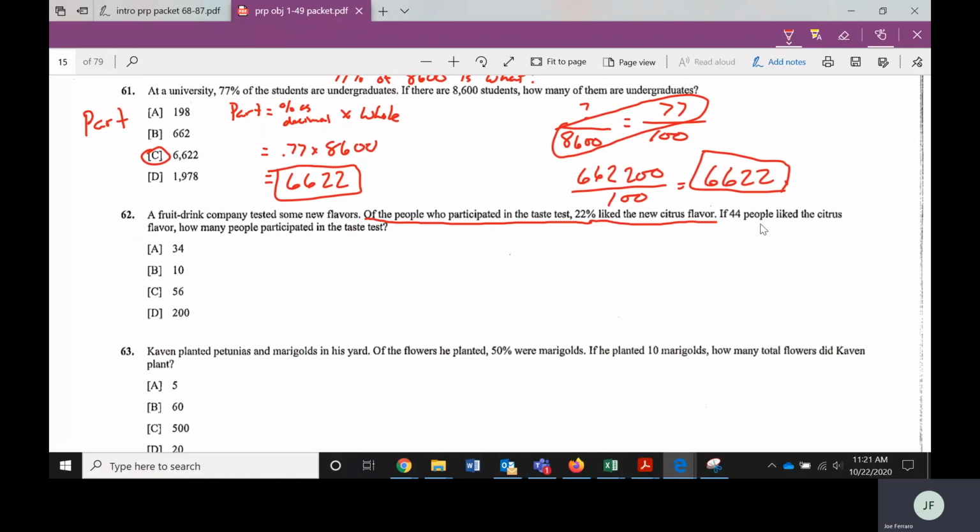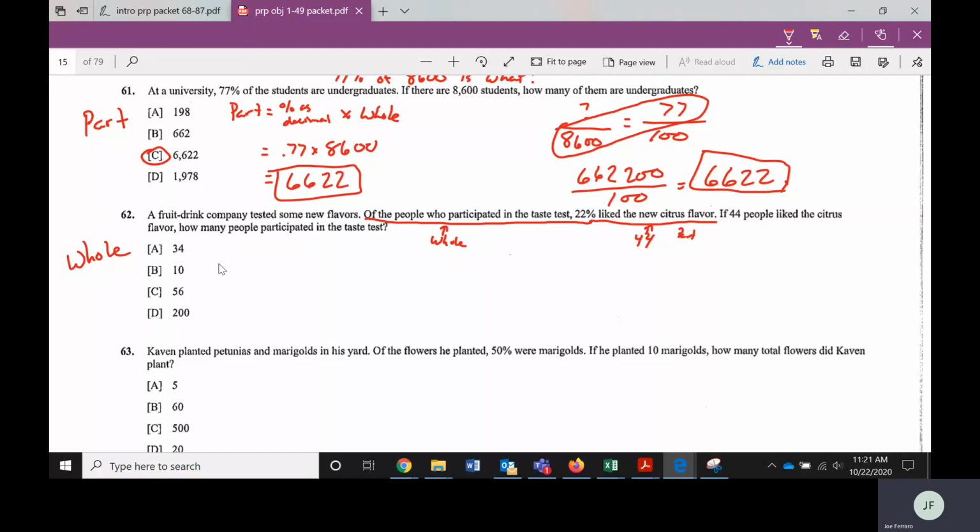And then we look for the other thing. So it says if 44 people like the citrus flavor, so that's this, 44. And it says how many people participated in the taste test. The people who participated in the taste test comes after the word of. Okay, so that is going to be our whole. This will be our part. So what we're looking for here is the whole.